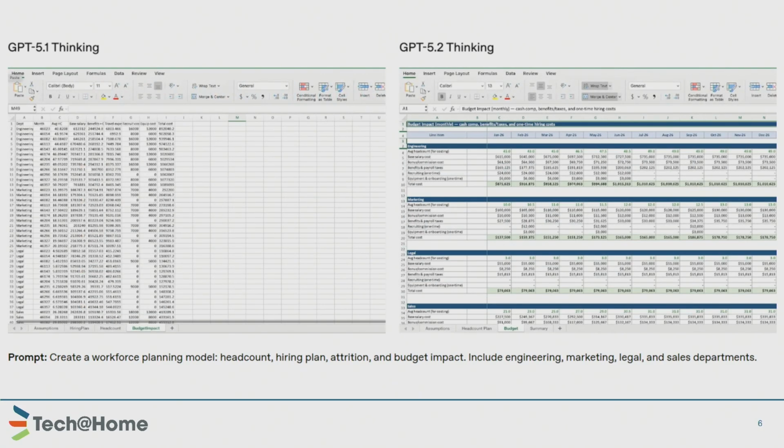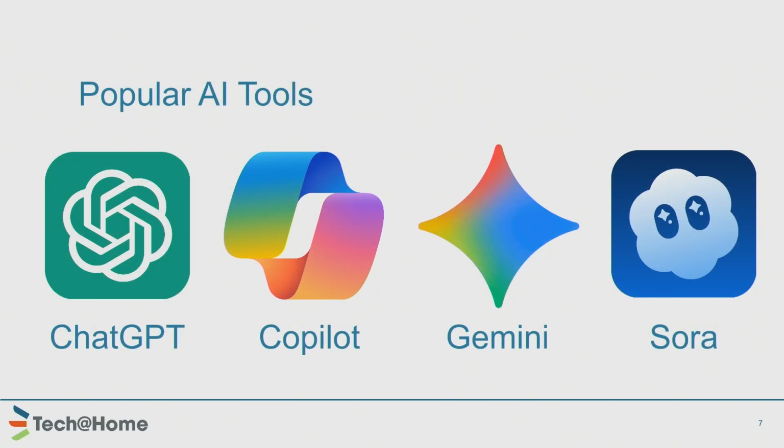And then this is some popular AI tools that people might use. So we have ChatGPT, we have Copilot, Gemini, and Sora. So ChatGPT is created by the company OpenAI. Oh, it did not change. Sorry about that. Okay, sorry about that. So ChatGPT is created by the company OpenAI.